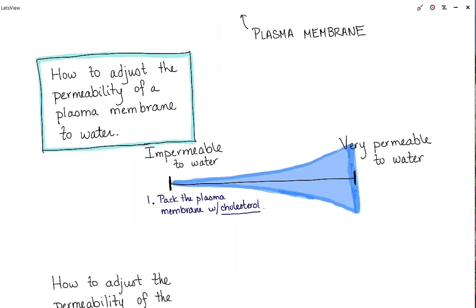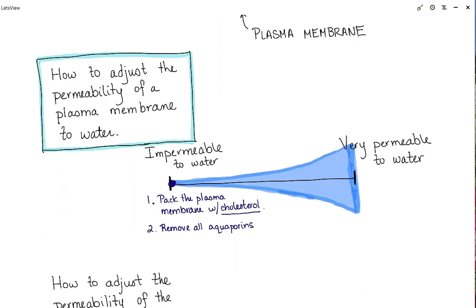The other thing that I can do is make sure there are no special channel proteins for water. So I remove all aquaporins from the plasma membrane. And if I do those two things, then I have made my membrane just about as impermeable to water as I can.